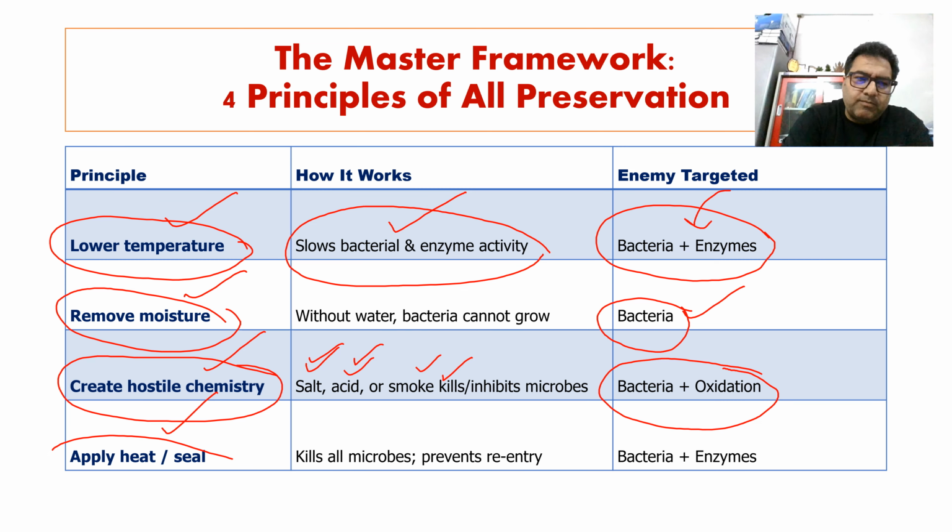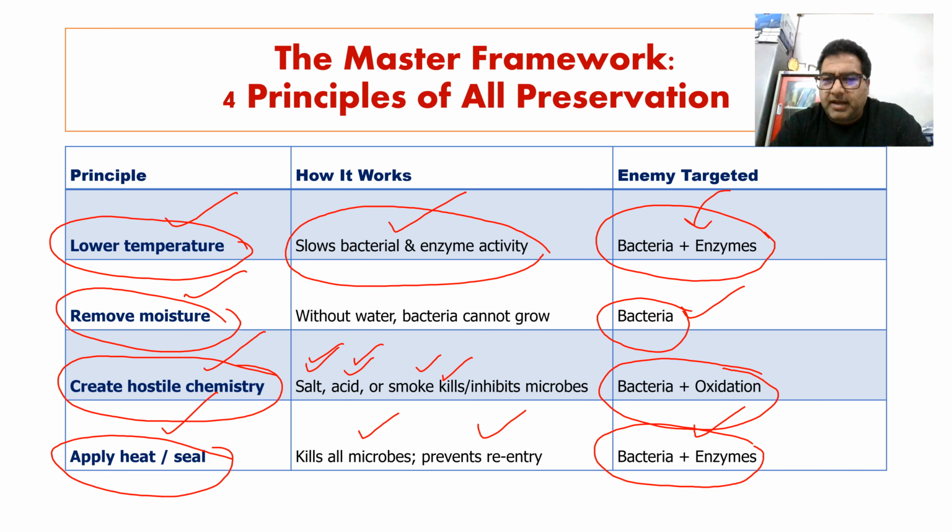The fourth important point is to apply heat or seal. By heating, the microbes are killed, and it also prevents re-entry. Mostly we are talking about this heat and seal when we go for canning. We shall be talking about this. Our targeted enemies are enzymes and bacteria. We kill microbes by heating and prevent their re-entry into the sealed content. We prevent their entry by heating and then sealing.